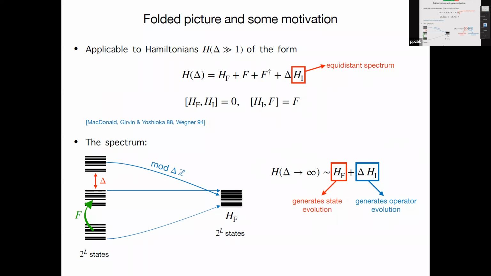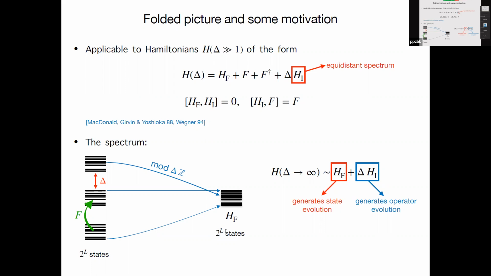The number of states in the initial model is 2 to the L, where L is the system size, and I'm considering, for example, spin-1/2 chains. In the new model, I again have 2 to the L states, but they are completely closely packed on the energy scale. So there are a lot of emergent degeneracies going on here, which implies that I should have a lot of emergent symmetries.